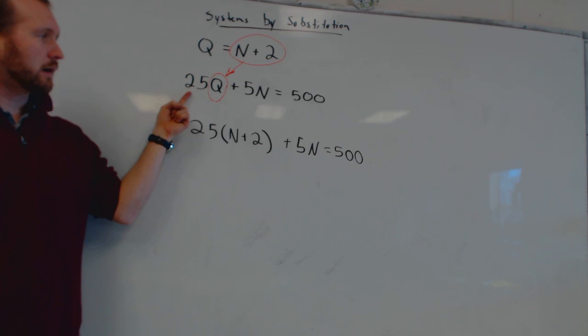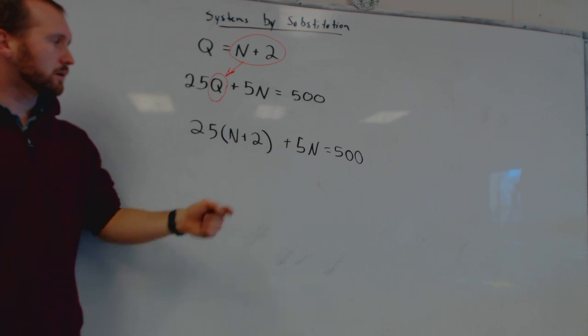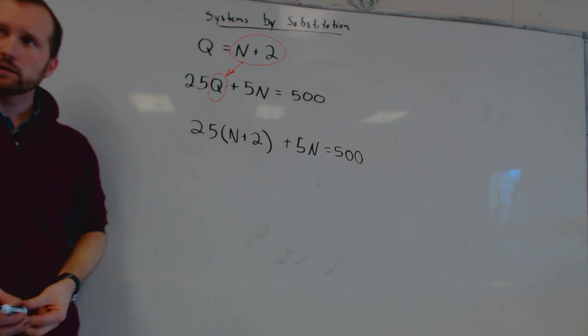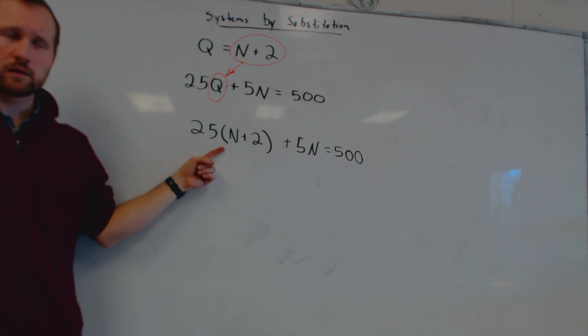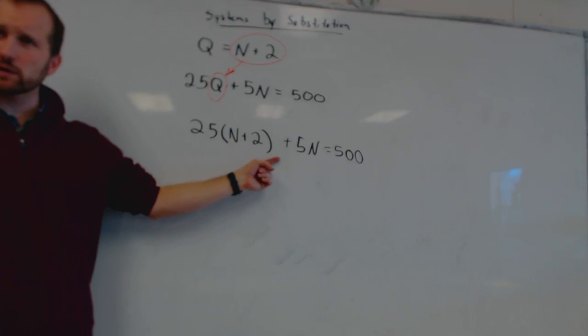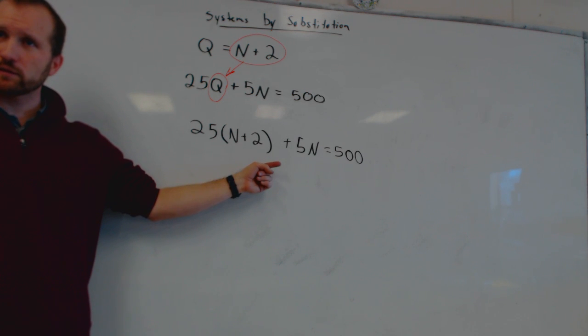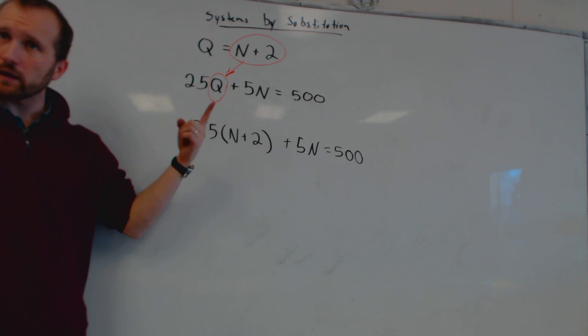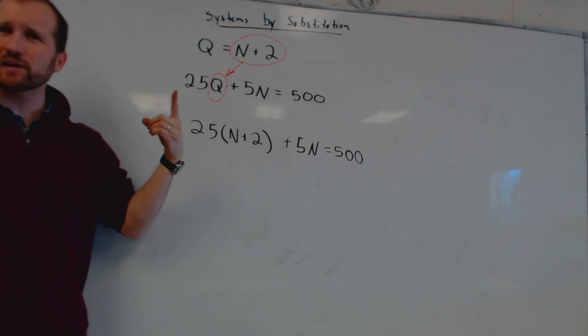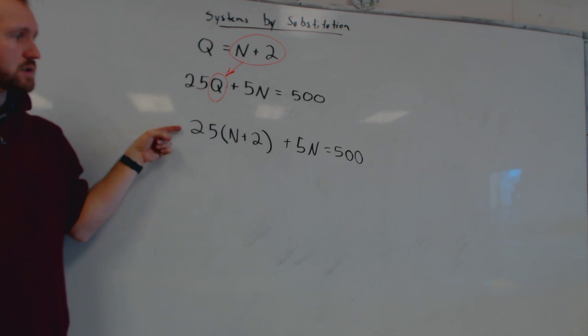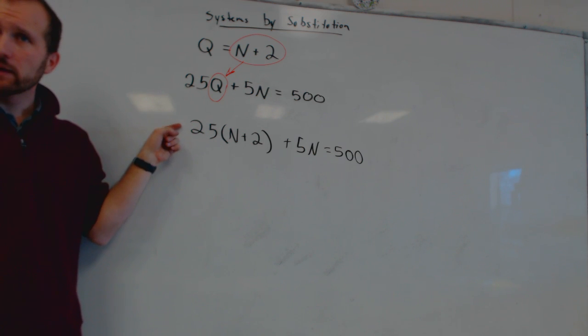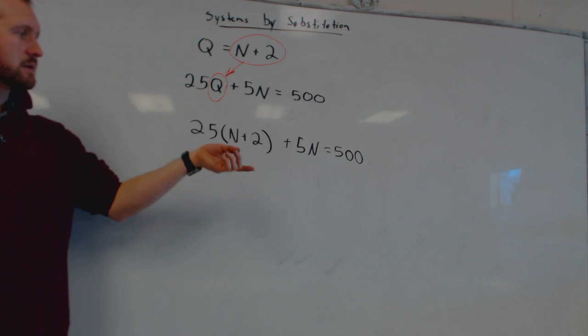Just looking at what our actual solution is. What is this equation? How many variables does it have? One. If we have one variable, we can solve it. So now, this is just a multi-step equation that we can solve for n.